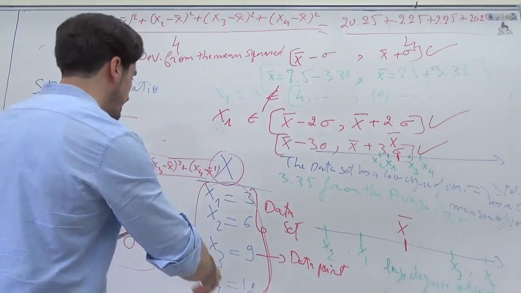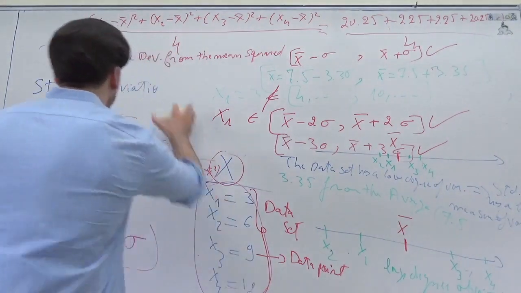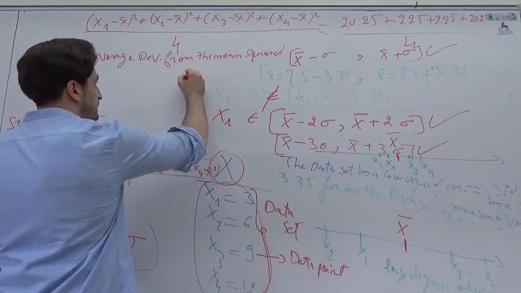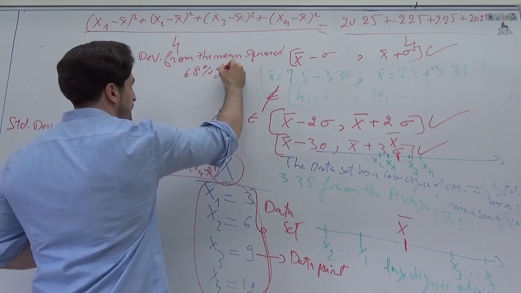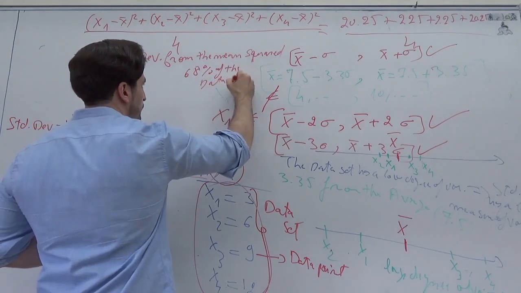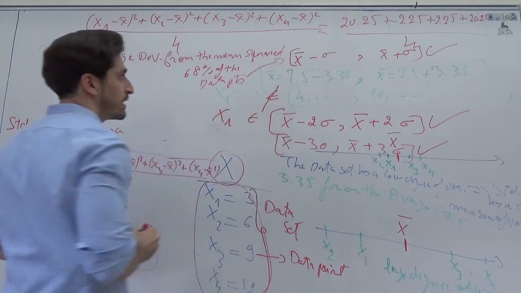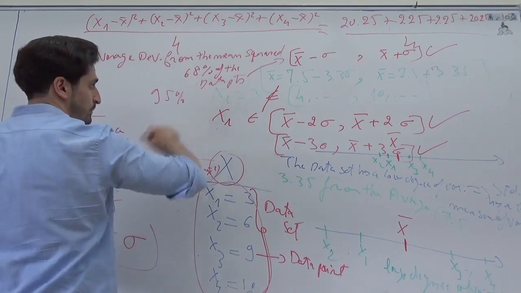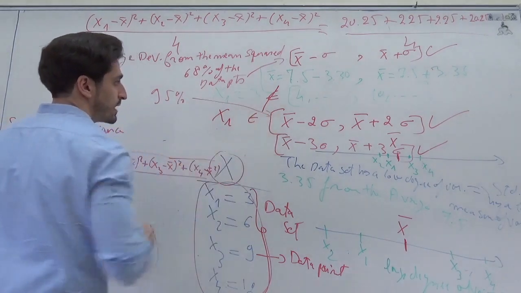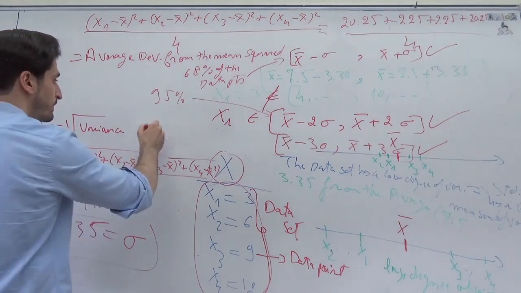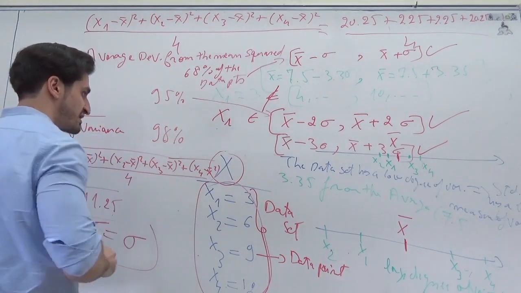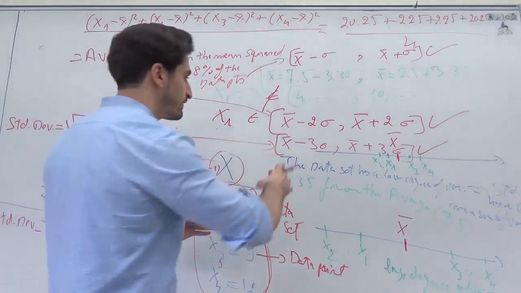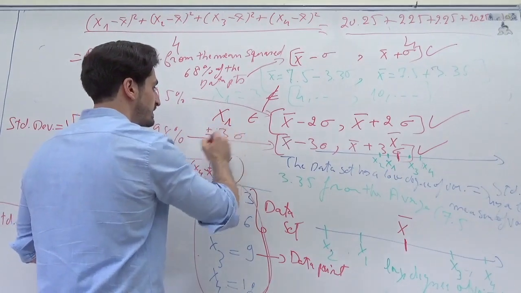So by theory, they say that 68% of the data points are usually found in x bar minus sigma, x bar plus sigma. Up to 95% of the data points are found in x bar minus 2 times sigma and x bar plus 2 times sigma. And up to 98% or 100% of data points are usually found varying within a certain deviation of plus minus 3 times sigma from the mean.